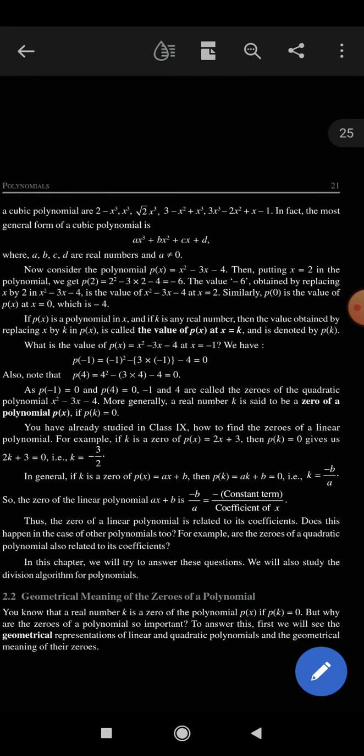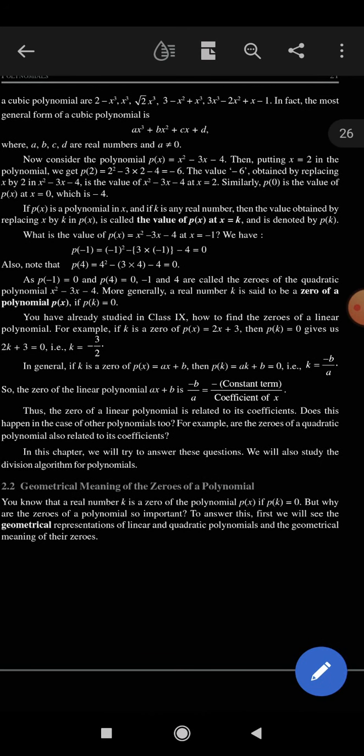A polynomial of degree 3 is called a cubic polynomial. Some examples of cubic polynomials are 2 − x³, √2x³, 3 − x² + x³, 3x³ − 2x² + x − 1. In fact, the most general form of a cubic polynomial is ax³ + bx² + cx + d, where a, b, c, d are real numbers and a ≠ 0.